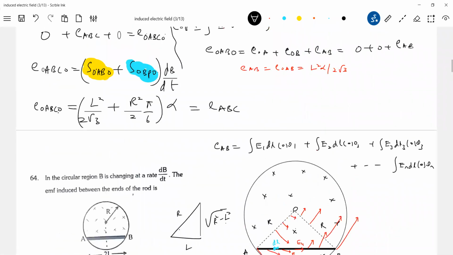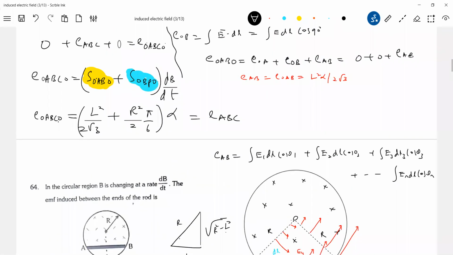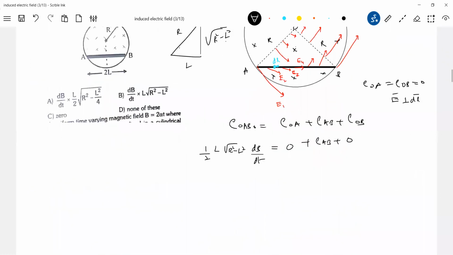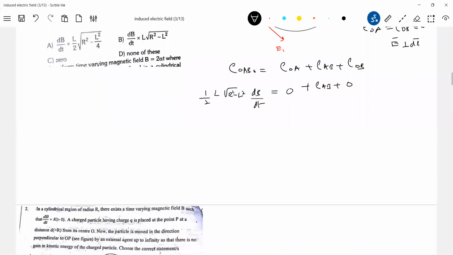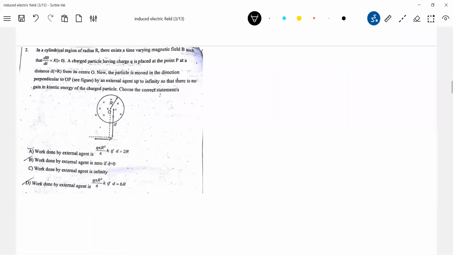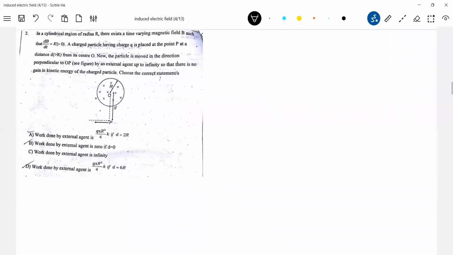Completed this one. Take the next, based on a similar concept. A solenoid will produce a magnetic field in a circular region of radius r, a cylindrical region, and the magnetic field varies with time. dB by dt equal to k.